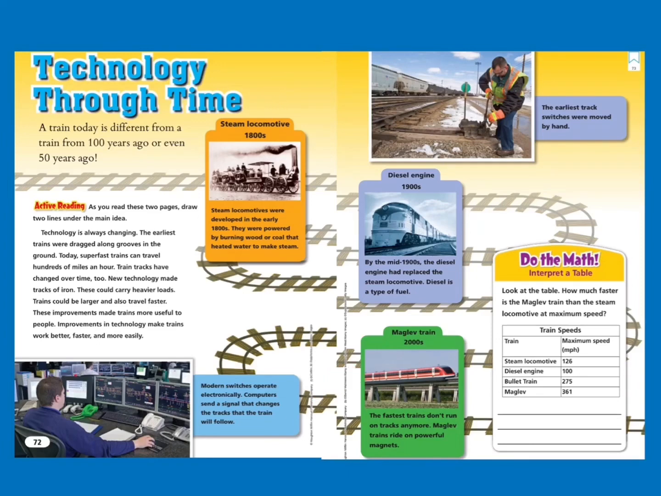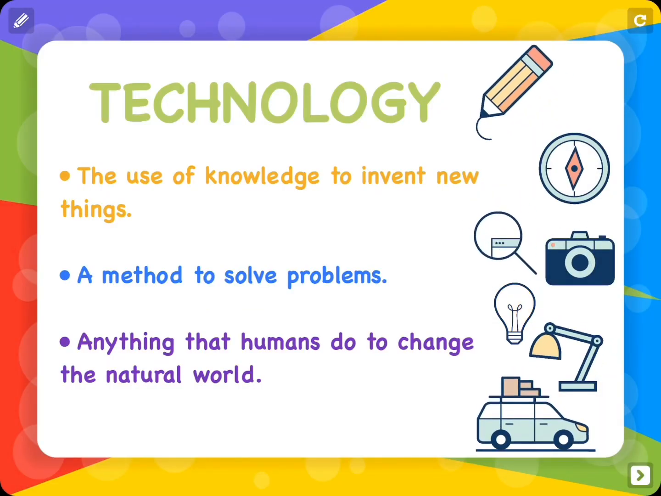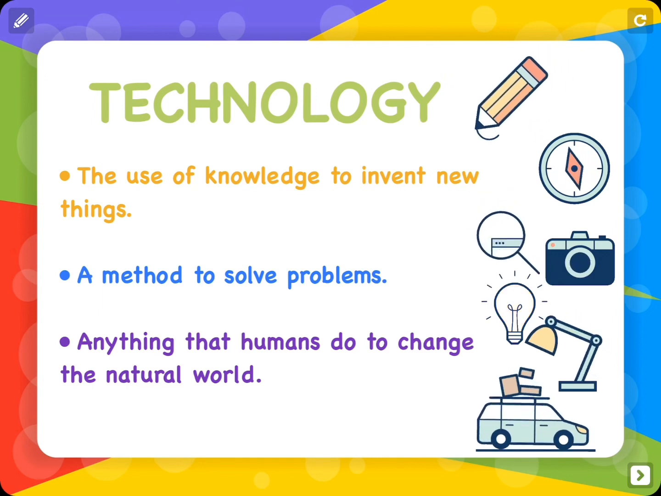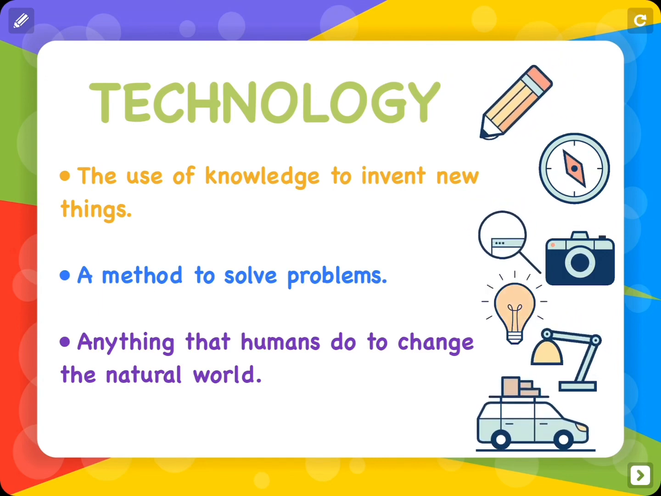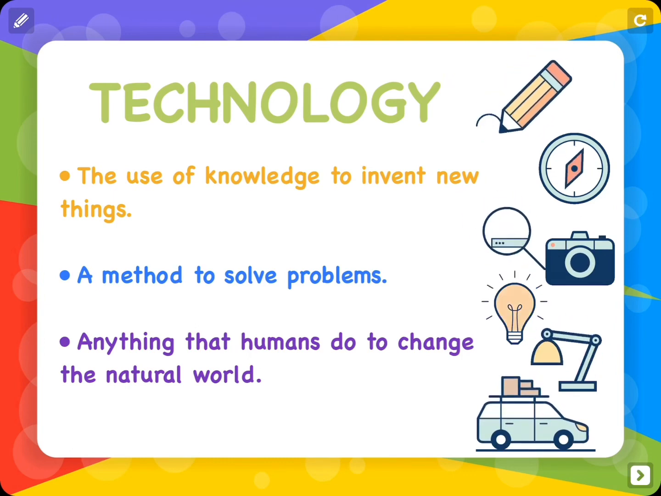So what operation do we have to do? Correct, subtraction. Let's subtract 361 of a maglev train and 126 of a steam locomotive. And the answer will be 235 faster at a maximum speed. So let's review. Technology can be defined as the use of knowledge to invent new things, a method to solve problems, and anything that humans do to change the natural world and make our job easier.